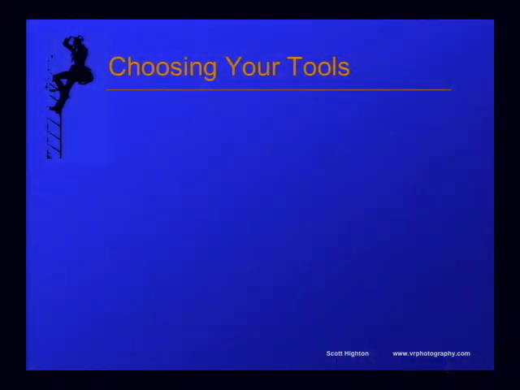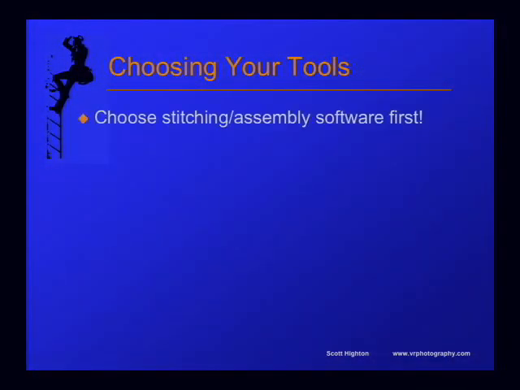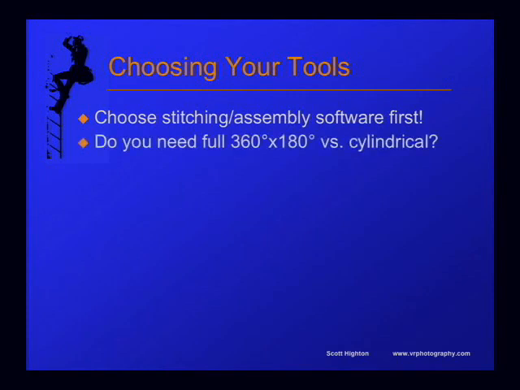Just a quick reminder, when you're going back to choose your tools, we'll go back to these images on your fields of view, okay? What are you going to need to shoot? What's going to be important for you? I find that it's better to choose your stitcher. Choose the software application that you're going to use first, and then go and decide what equipment you're going to need to do it that way.